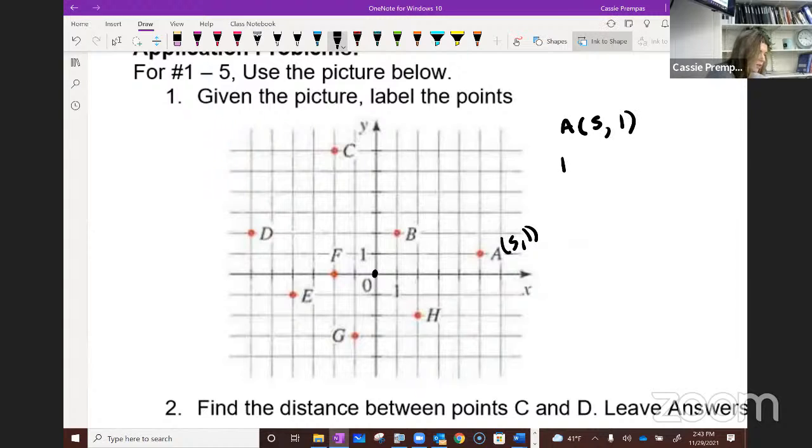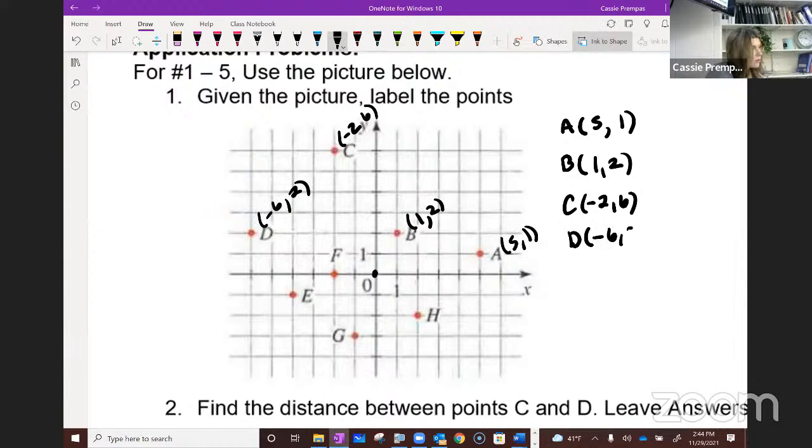Point B, start from the origin. We have to go right 1. So our x coordinate is 1, up 2. So B is at 1, 2. If I look at point C, now I have to go left 2. So that's at -2 would be the x coordinate. And then up 1, 2, 3, 4, 5, 6 in the y direction. So -2, 6 would be point C. Point D, starting from the origin, I have to go left 1, 2, 3, 4, 5, 6. So -6 would be the x coordinate, and then up 2. -6, 2 would be point D.